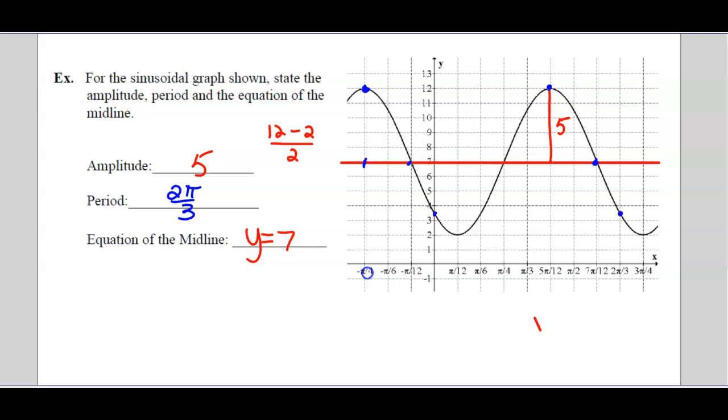So this is not the base graph. It's had transformations done to it, and that's why the period is not 2 pi. If you did from here to here, that's 7 pi over 12 minus negative pi over 12, which is like adding it. So 7 plus 1 is 8 pi over 12, which is 2 pi over 3. Okay, same.